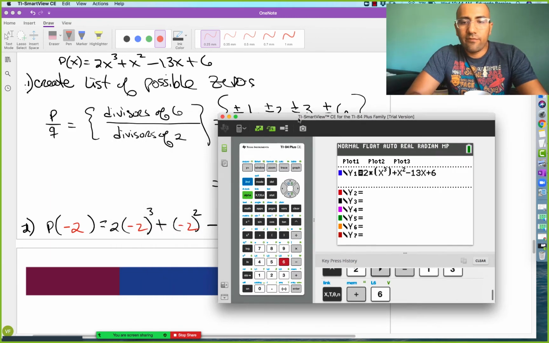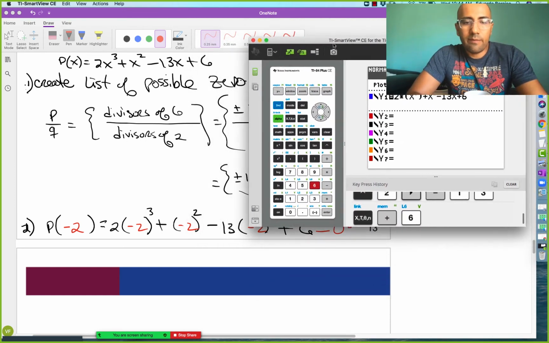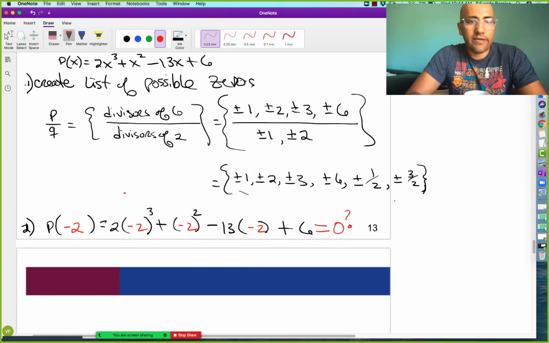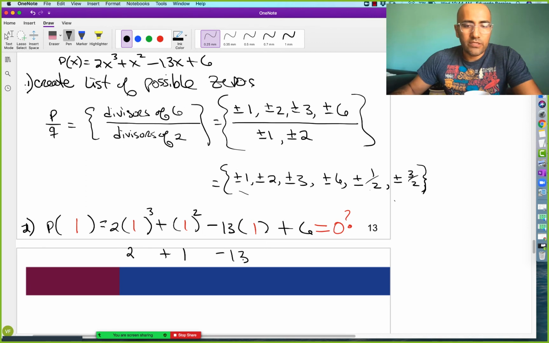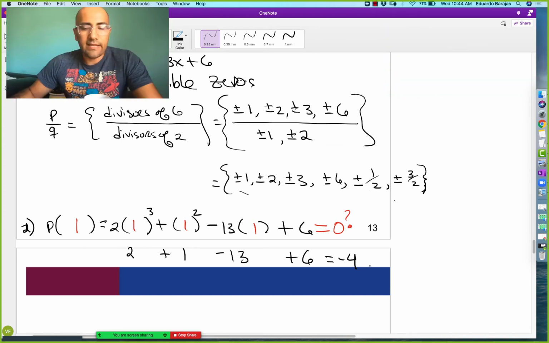Okay. Now, let's say, for example, 1. 1 is really easy. Let's go back over here for a second and type in a 1. Let's do the easy ones. I like doing easy ones. When we try putting in a 1 there, this is pretty easy. That's just going to be 2, plus 1 minus 13 plus 6. So that's going to be 3 minus 13. That's negative 10 plus 6, which equals negative 4. Right? So at 1, I get a negative 4.